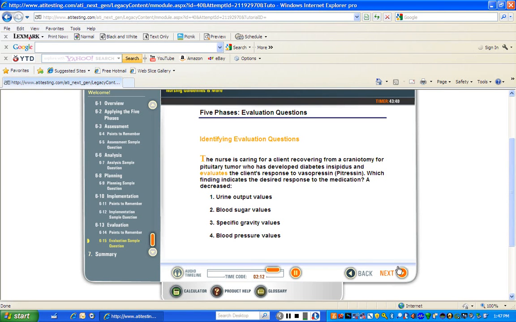Because we have 3 probably wrong answers and 1 probably right answer in choice 1, we will go with what we know and choose 1, urine output values, as the correct answer. Let's summarize where we are.